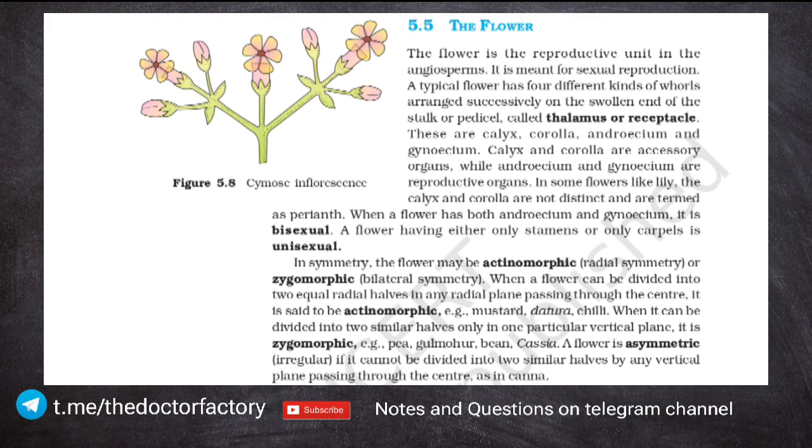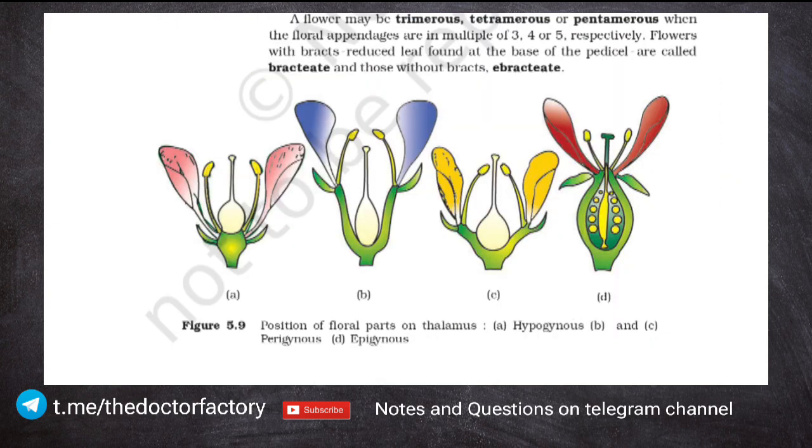A flower is asymmetric (irregular) if it cannot be divided into two similar halves by any vertical plane passing through the center, as in canna. A flower may be trimerous, tetramerous or pentamerous when the floral appendages are in multiples of 3, 4 or 5 respectively. Flowers with bracts, reduced leaves found at the base of the pedicel, are called bracteate, and those without bracts ebracteate.